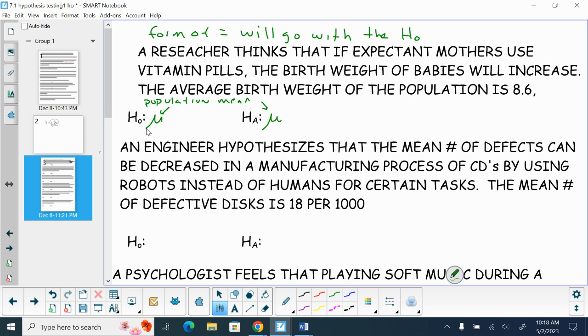Okay? So what this researcher says, they've developed this vitamin. And the hope for him, this researcher says, is if they take these vitamin pills, birth weight's going to increase. Translation, birth weight increases, baby becomes healthier. And that's what they want. Or mom.